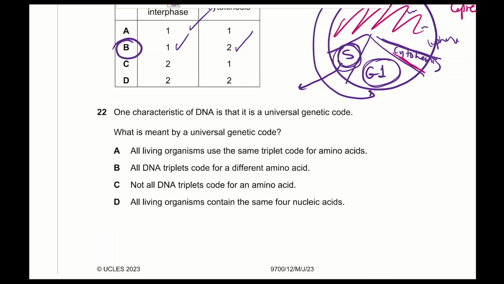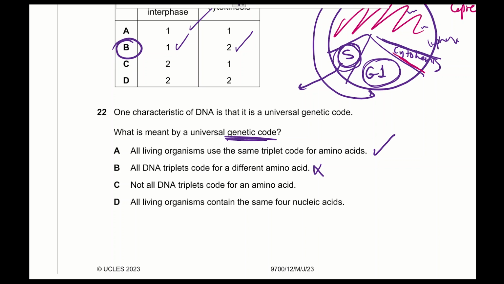So codons are 3 nucleotides, and each codon codes for one amino acid. So let's see the suggestions that we have here. A. All living organisms use the same triplet code for amino acids. Yes, this is correct because we've just mentioned that the genetic code codes for codons that make universal amino acids. Therefore, this is correct. For B, all DNA triplets code for a different amino acid.